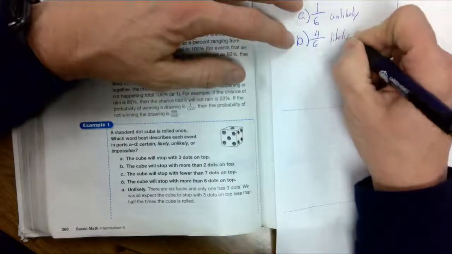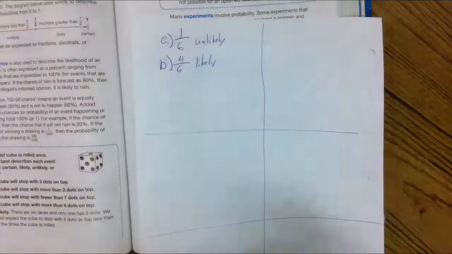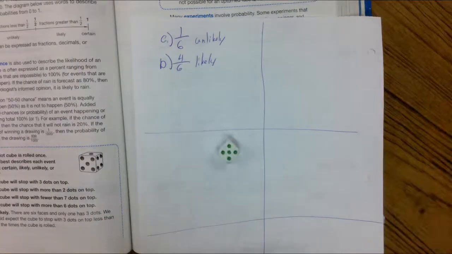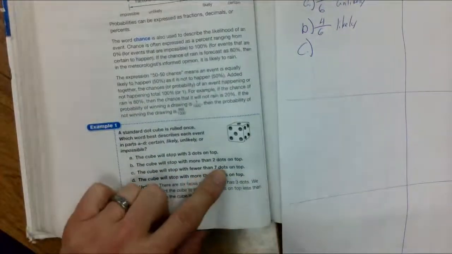All right, what about B? The cube will stop with more than 2 dots up. So more than 2 is 3, 4, 5, 6. So you got 4 chances out of 6. Oh, that's probably likely. I bet I can do this one. So come on, lucky 3, 4, 5, 6. Ooh, I got a 1. Come on. Lucky 4. Yeah, I did it. Let's try again. A 3. Yay, I did it. See, the probability is pretty likely. A 5. I did it again. Okay? So likely.